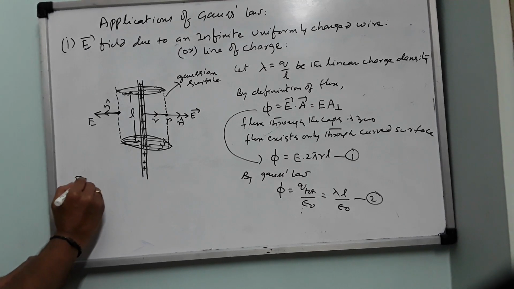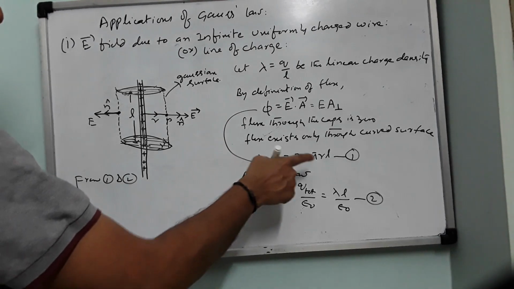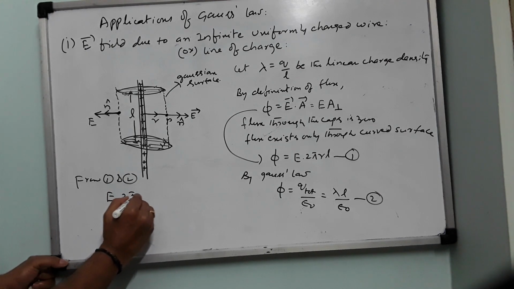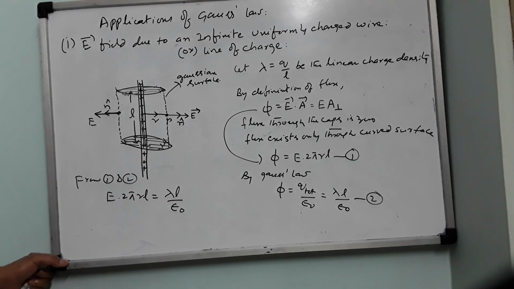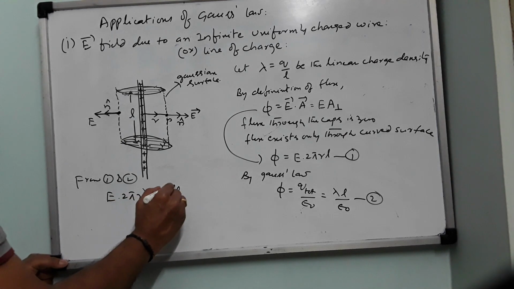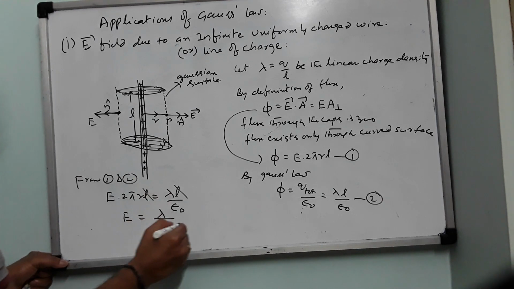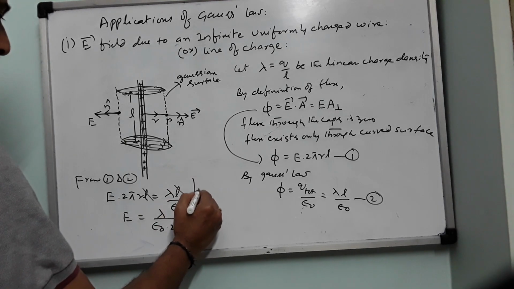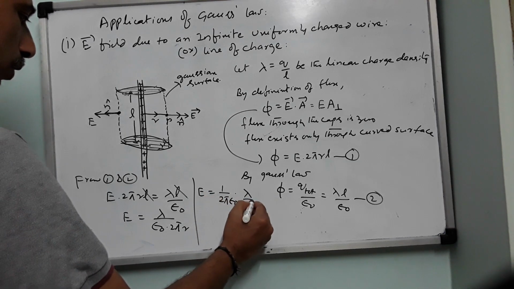Now, from 1 and 2, you can see that the LHS are equal. Both of them are representing flux only. So the RHS can be equated. So you will write E into 2 pi RL must equal lambda into L by epsilon 0. Now L and L will be cancelled. E is nothing but lambda by epsilon 0, and I will take 2 pi R to the right side. Now we know that 2 pi epsilon naught is going to be a constant. So I write together 1 by 2 pi epsilon naught into lambda by R.